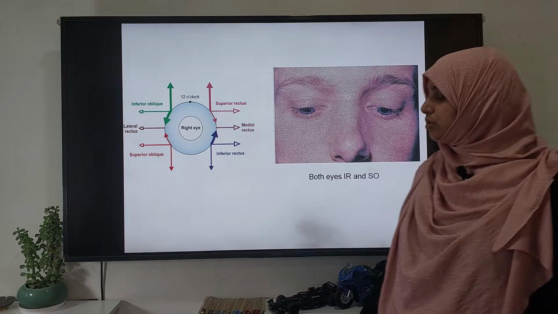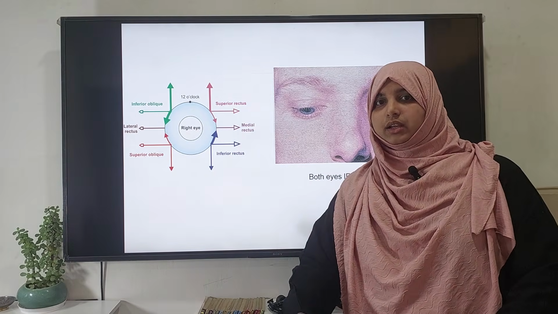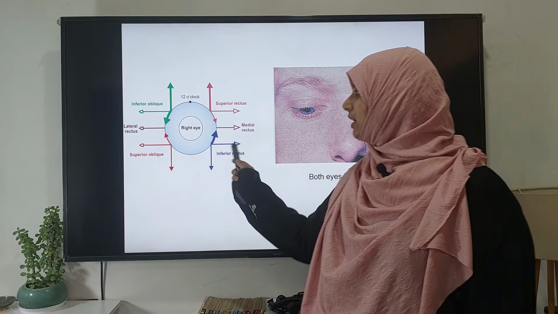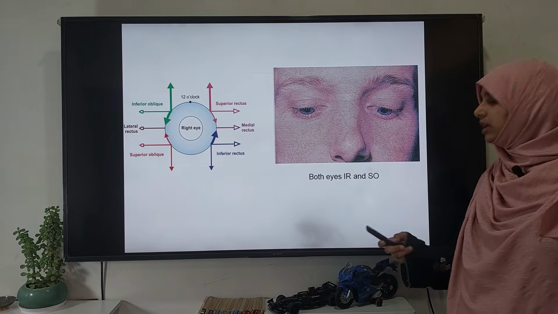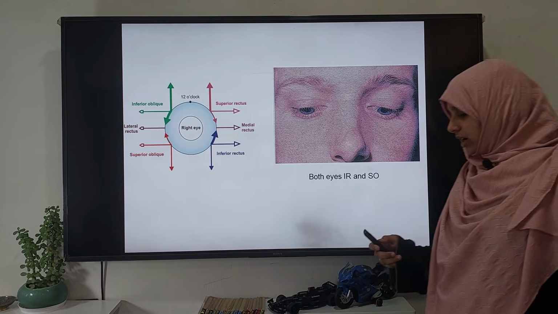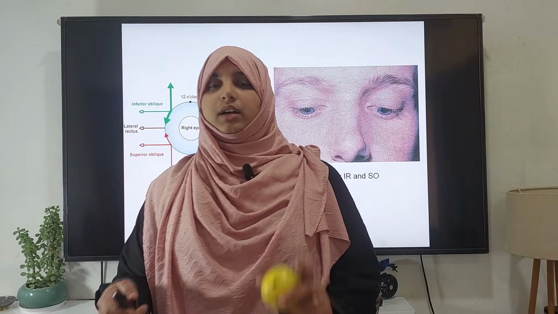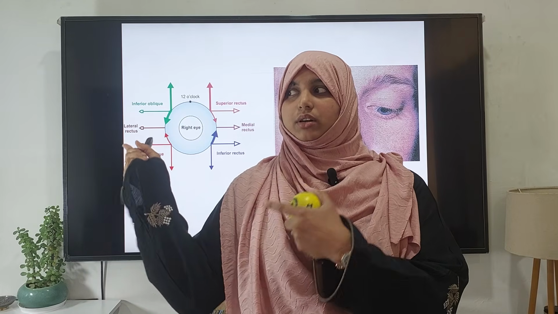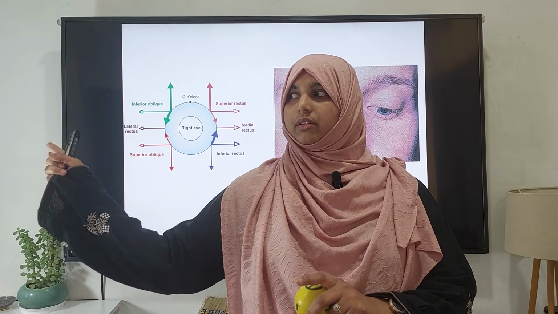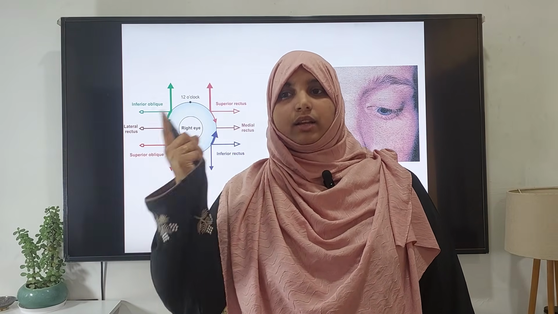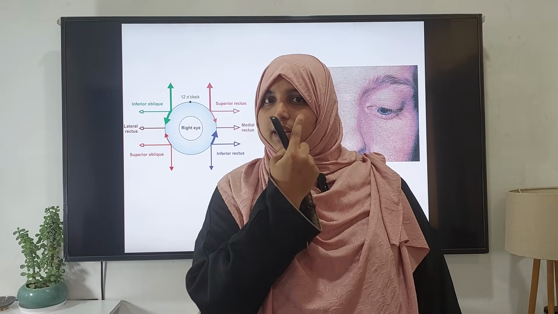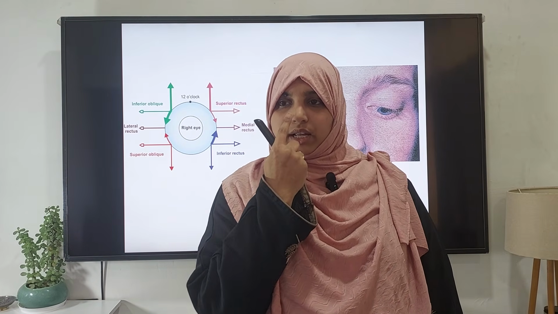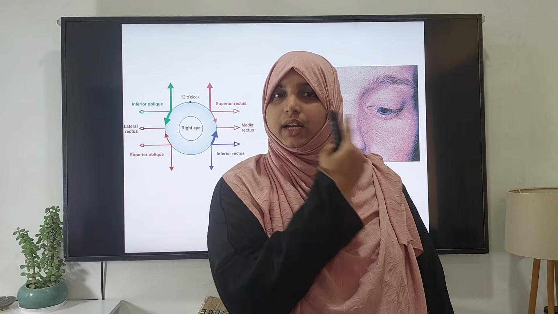Same way, if it is going to move downwards at the same time, then it is caused by superior oblique and inferior rectus of both the eyes. So can you just recall a little bit? If you want to see on the right side, the right eye's lateral rectus and the left eye's medial rectus were contracting. If I have to see this way, my right eye's medial rectus should contract and the left eye's lateral rectus will contract.